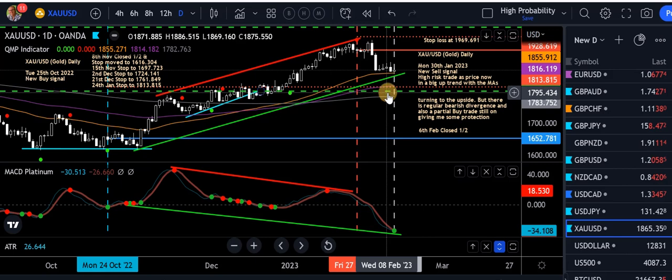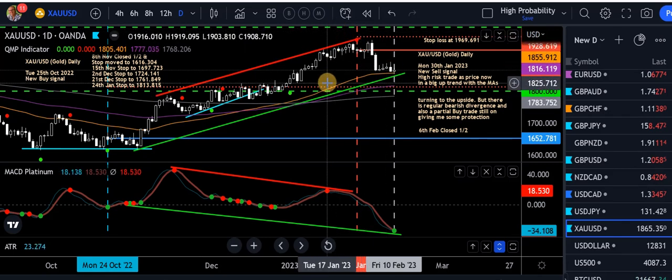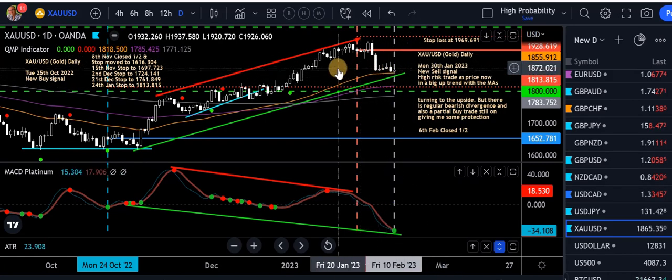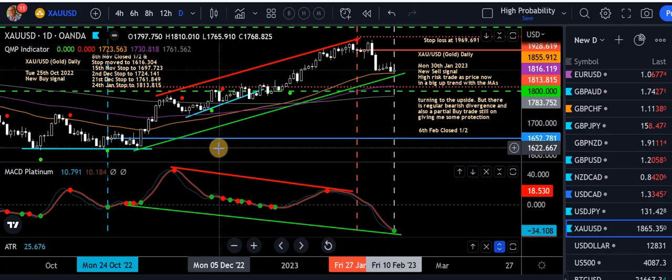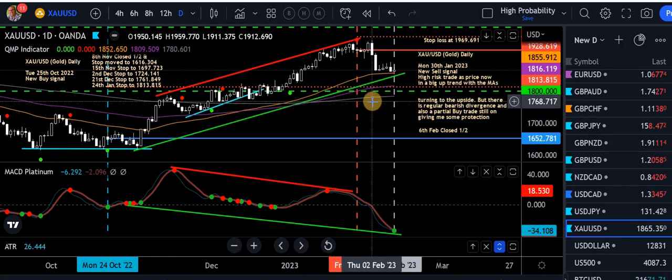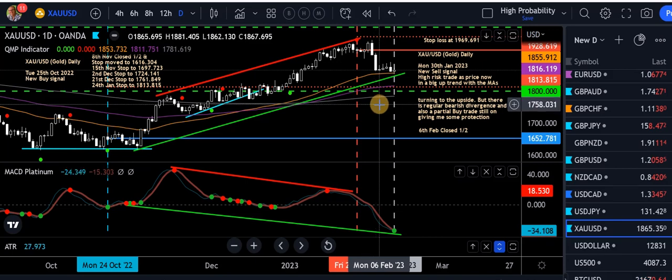This line, 1800 level, 2000 level. Big numbers on gold. In the meantime, taking this sell, when was that? 30th of Jan. A trade against the trend, obviously. Big divergence there supporting it. And 6th of Feb closed half. So let's have a look. 6th of Feb would be in here somewhere, I'd say. Yep. So on the open of this candle, closed half.